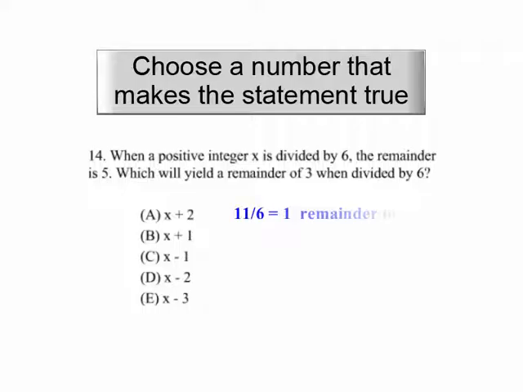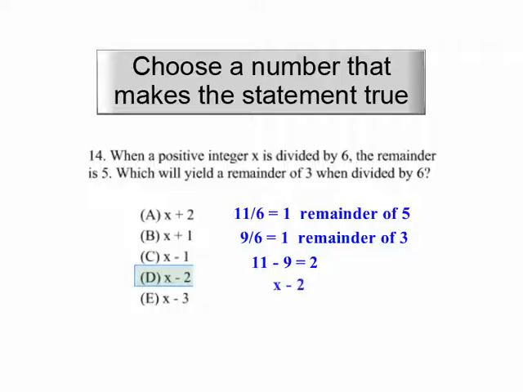In this case, 11 divided by 6 leaves a remainder of 5. 6 goes into 11 one time and leaves 5 left over. Well, I want a number that will yield a remainder of 3 when I divide it by 6. Well, 9 divided by 6 leaves a remainder of 3. 6 goes into 9 one time and leaves 3 left over. Well, what's the difference between 11, or x, and 9? Well, 11 minus 9 is 2. So x minus 2 would leave a remainder of 3.